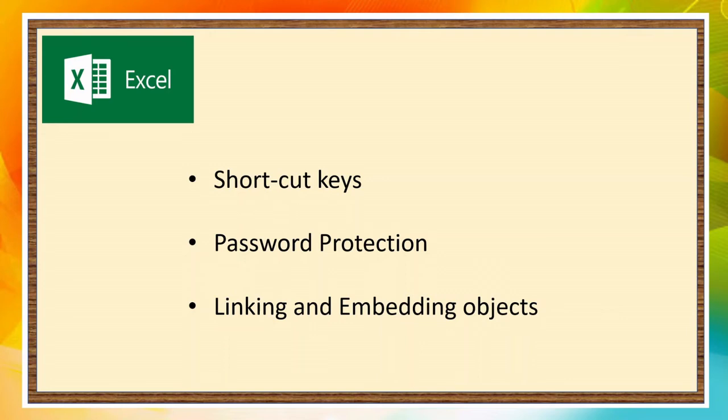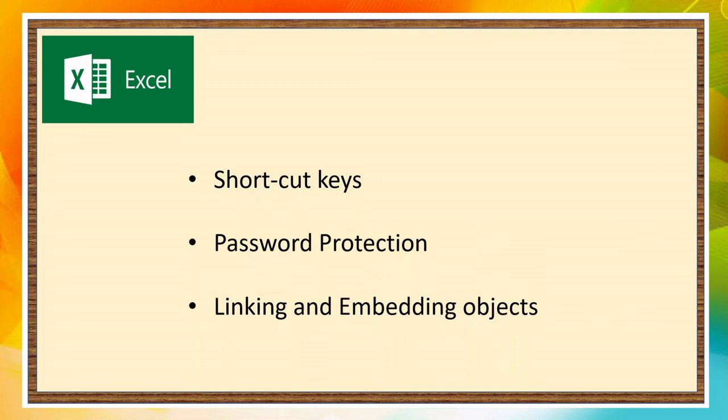Excel also provides shortcut keys. There are many shortcut keys which simplify your work. Instead of going to File and Save, you can press Ctrl S, and it saves the data. Similarly, if you want to copy, Ctrl C, if you want to paste, Ctrl V, if you want to print, Ctrl P. All these shortcut keys are available as an additional feature in Microsoft Excel.